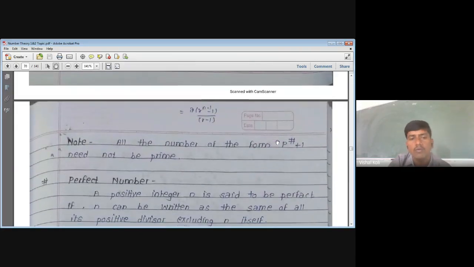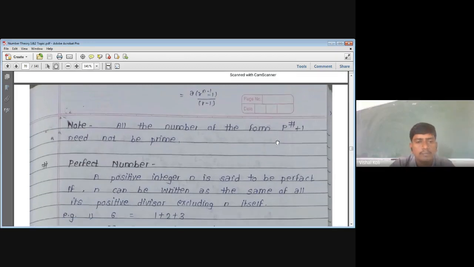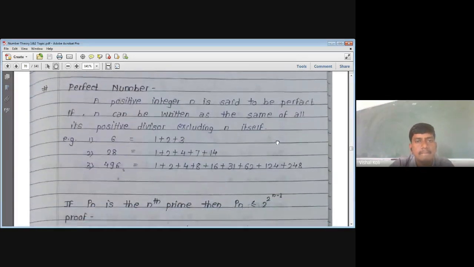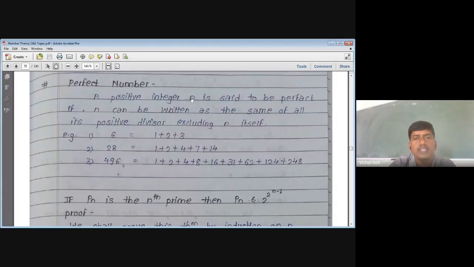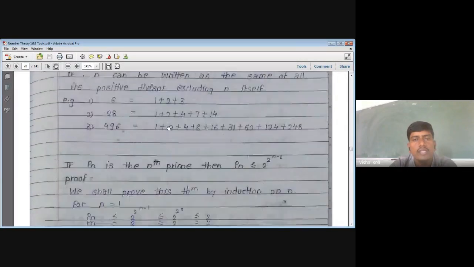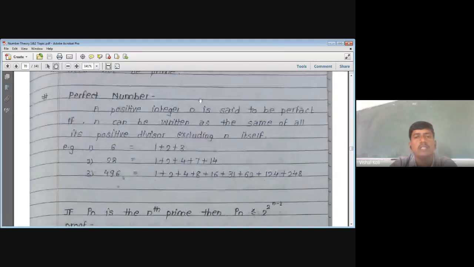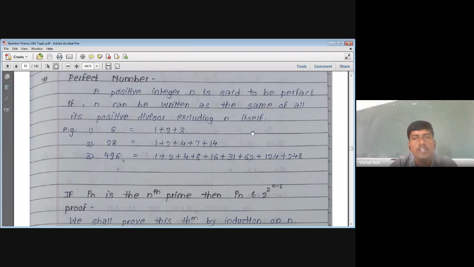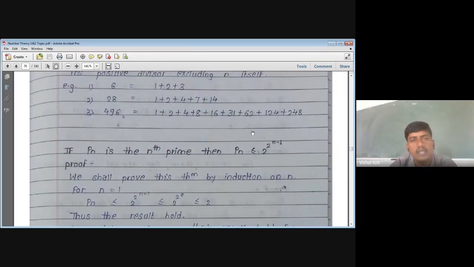Okay, now we have to see what a perfect number is. A positive integer n is said to be a perfect number if n can be written as the sum of all its positive divisors excluding n itself. That is, 6 can be written as a sum of its positive divisors, which are 1, 2, 3 and 6, but here we have to exclude n.